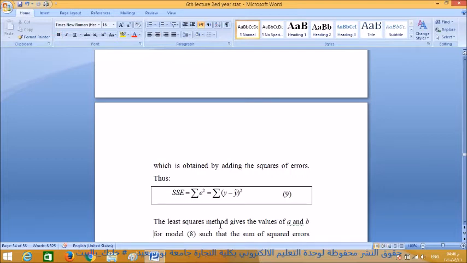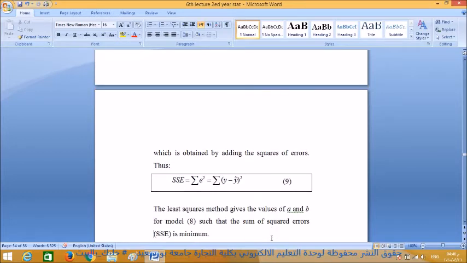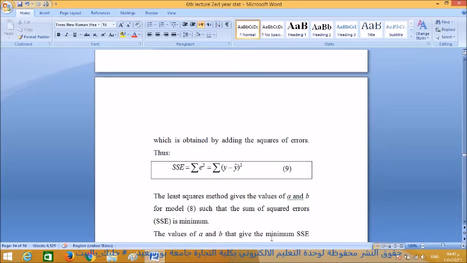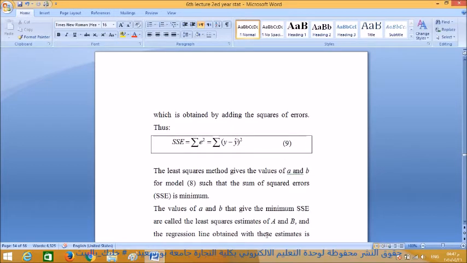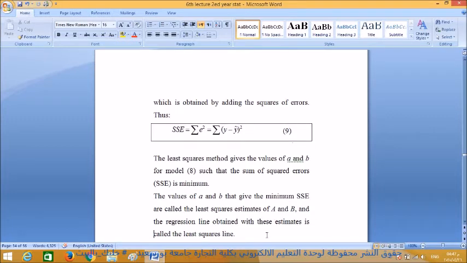So the least square method gives the values of a and b for the model such that the sum of squared errors, SSE, is minimum, the smallest value. Okay, the values of a and b that give the minimum SSE are called the least square estimates of a and b. And the regression line obtained with these estimates is called the least square line.